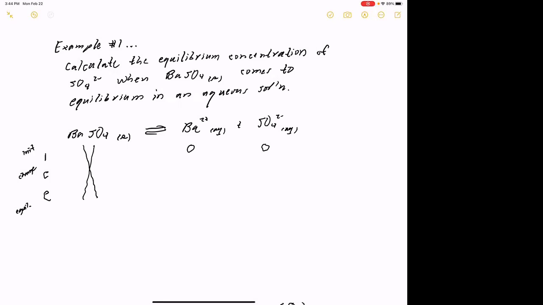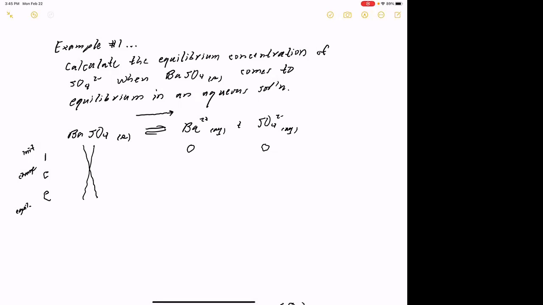Yeah, it certainly would, because all I've got is barium sulfate. I haven't made any ion yet. And to get to equilibrium, I've got to make some ion, right? So this tells me that I have to let the reaction shift from left to right to get to equilibrium. Now, do I have any way of knowing with the information given in the problem how much barium ion or sulfate ion I'm going to make? No, there's nothing in the problem that tells me that.